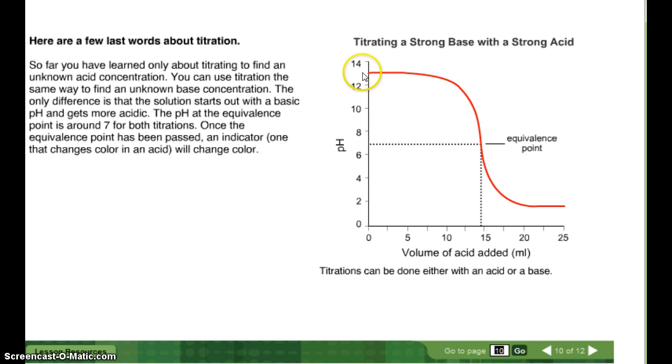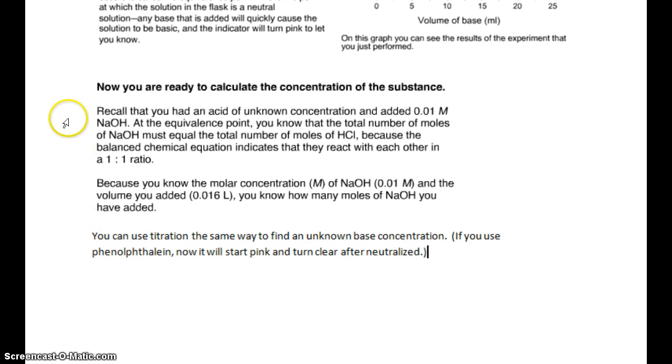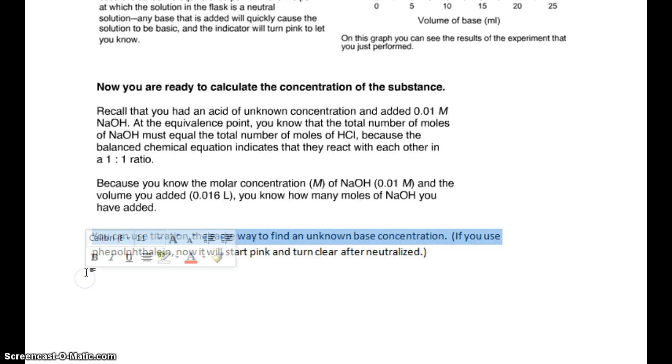So this time we started with a base, so a nice high pH, and then it's slow, slow, and then boom, hits the equivalence point, and then boom, goes down, and it is acidic. Into my notes, I added the previous problem, and then I also added you can use titration the same way to find an unknown base concentration. If you use phenolphthalein, because remember you do need an indicator as well, now it will start pink because you're starting as a base, and it will turn clear after it is neutralized.